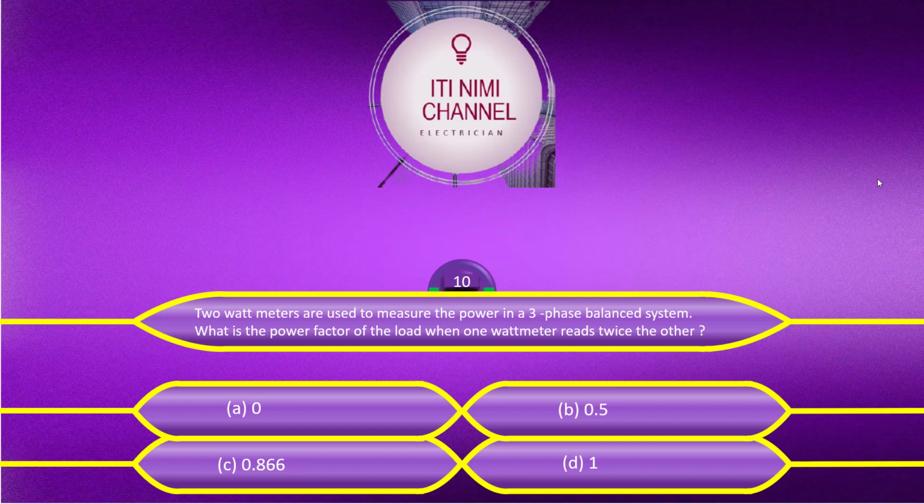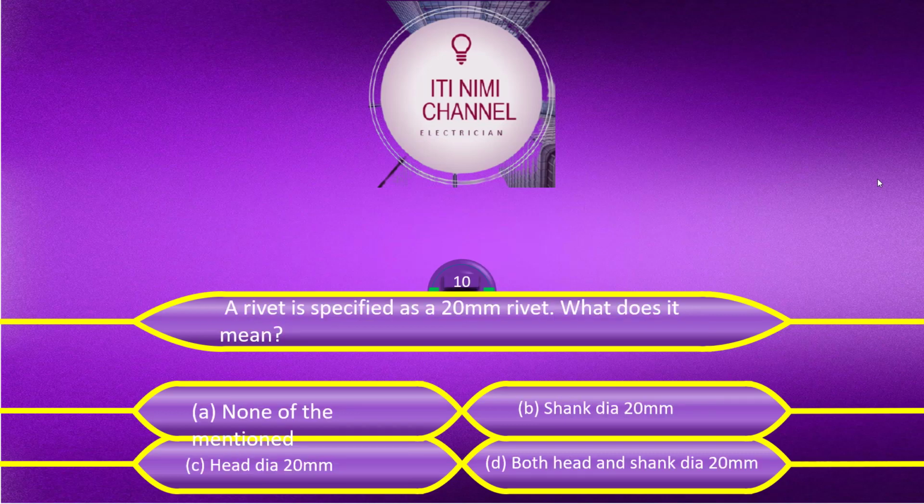Two wattmeters are used to measure the power in a three-phase balanced system. What is the power factor of the load when one wattmeter reads twice the other? 0, 0.5, 0.866, 1. The answer is 0.866.